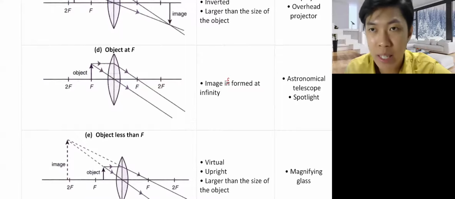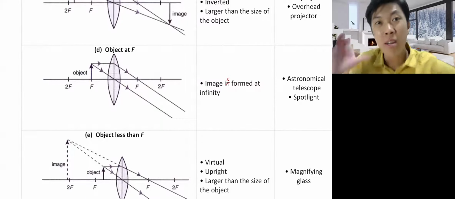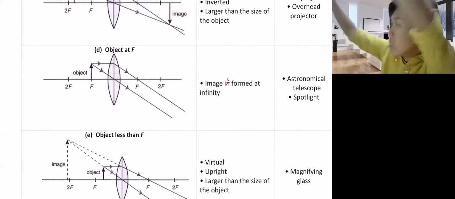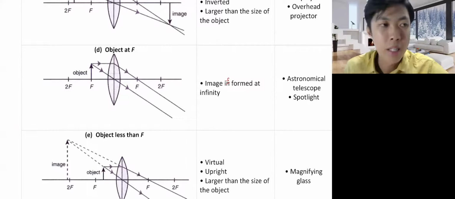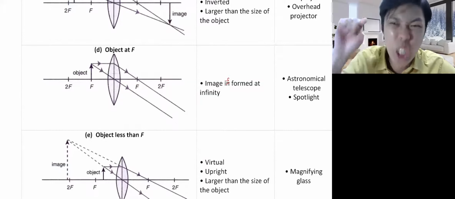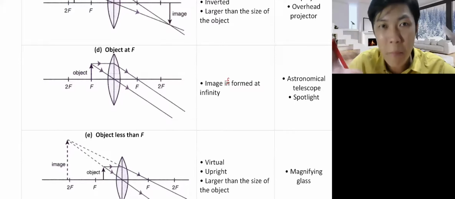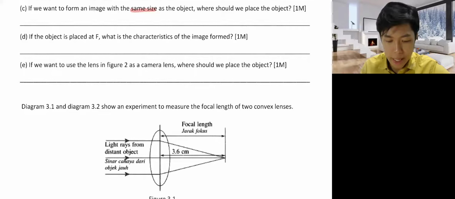Actually, you cannot find the image because it's infinity. So it's good for a spotlight. See, spotlight, right? The light goes forever, to the end of the universe. It's infinity. There will never be a cross point, there will never be a dot. It will just be a beam of light. Okay, next one.